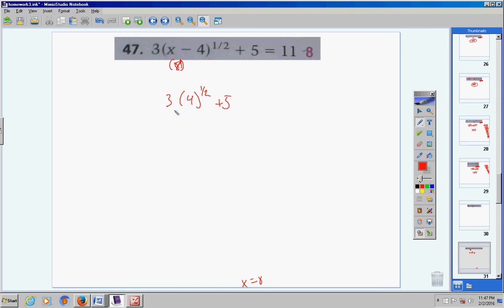Don't multiply these numbers first. Don't do that. Do your power first. 4 to the 1/2 power is 2, and 2 times 3 is 6. So we have 6 plus 5, which is 11, and that's what it's supposed to be, 11. Alright? Okay, moving on to 49. Always check your answers, guys.